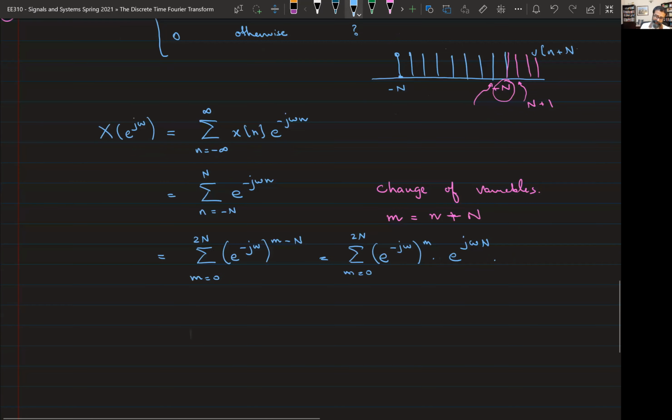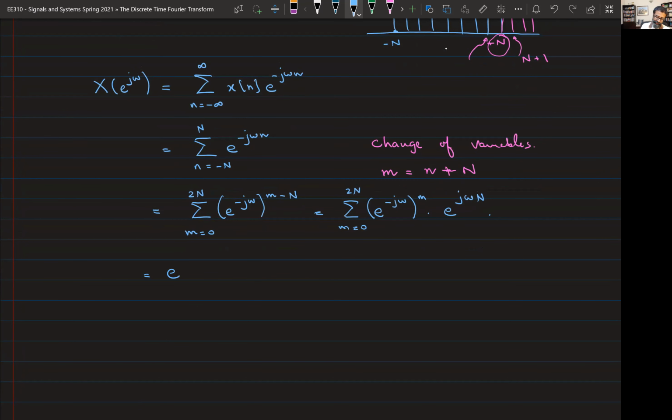This e raised to j omega times capital N can come outside of the summation because that's not a function of the variable that we're summing over, right? And this summation is from m equals 0 to 2N, and I have e raised to power minus j omega small m here, which is now the standard form that we're familiar with. So this is e raised to j omega times capital N times 1 upon 1 minus e raised to power minus j omega. Actually, 1 here, and this is 1 minus e raised to power minus j omega times 2N plus 1.